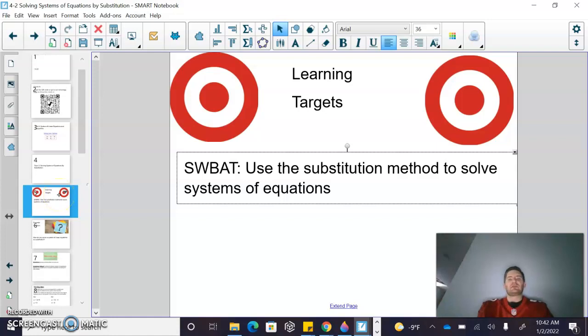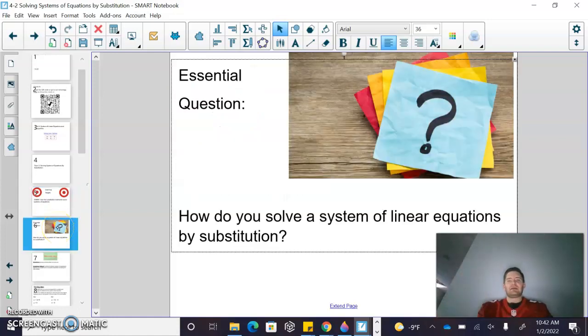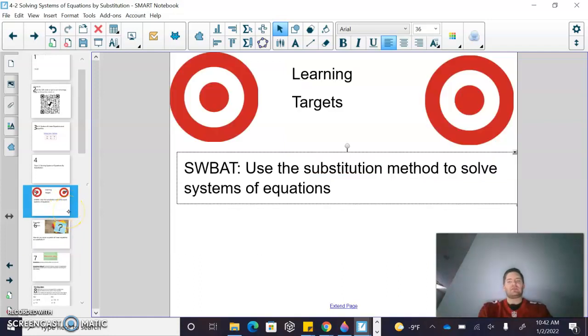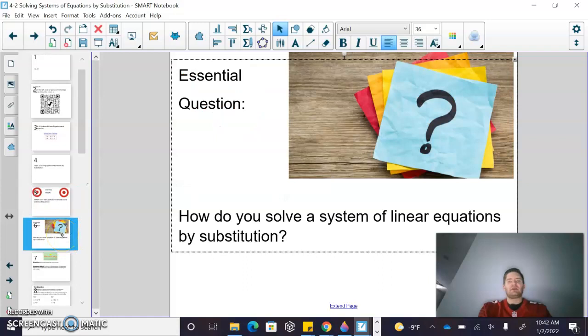Here's our learning target. We're going to use the substitution method to solve systems of equations. And the essential question is: how do you solve a system of linear equations by substitution? So make sure that you go and get those learning targets written down and you write down this essential question as well.